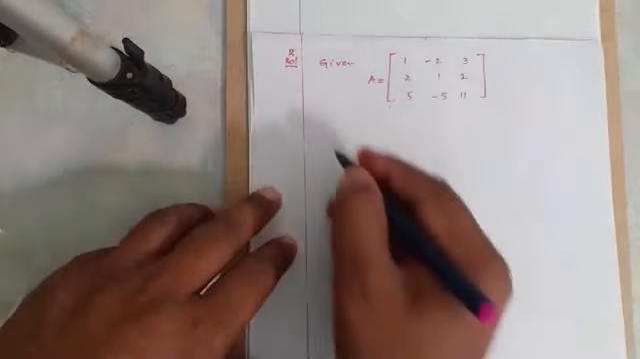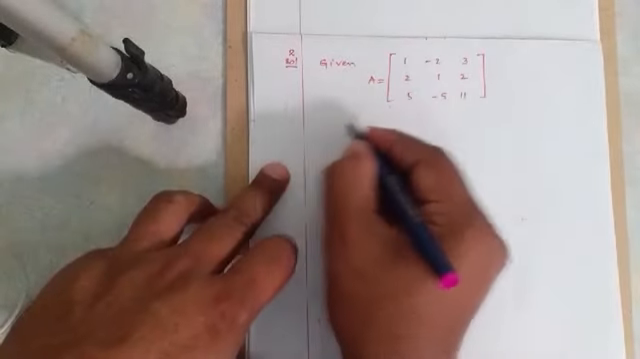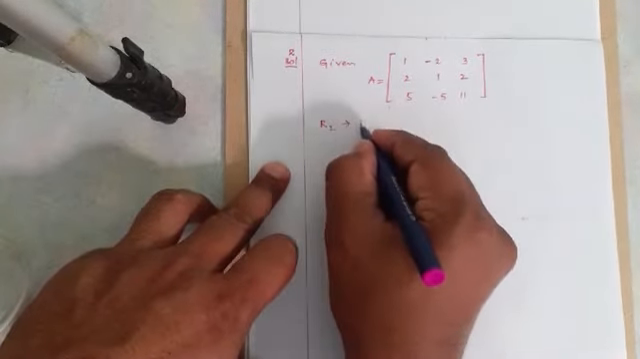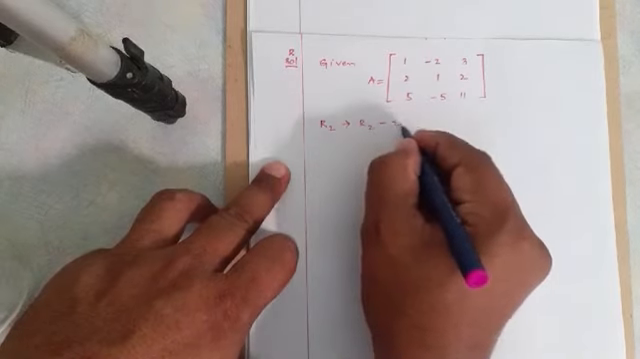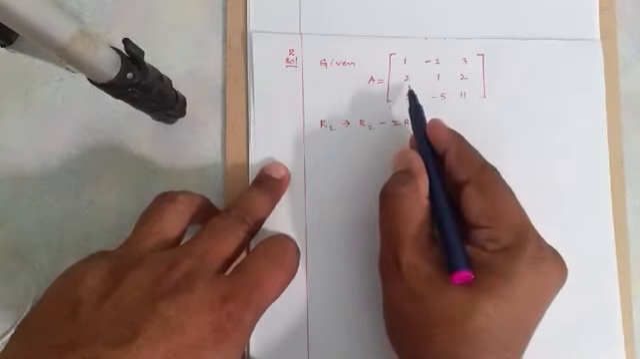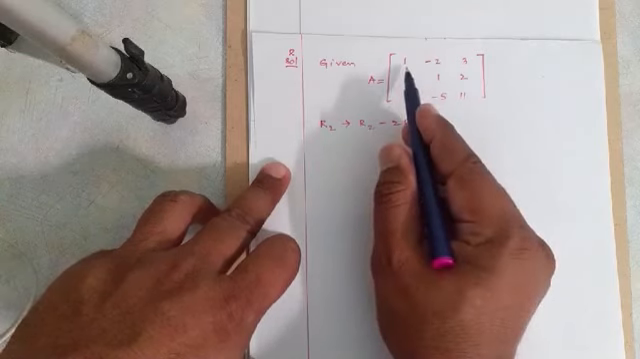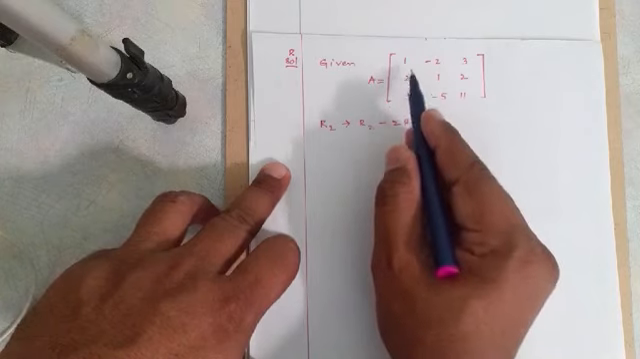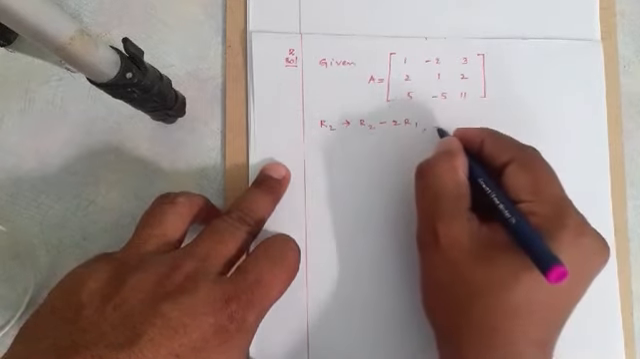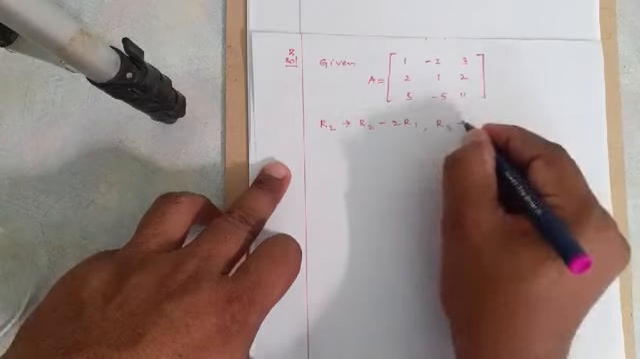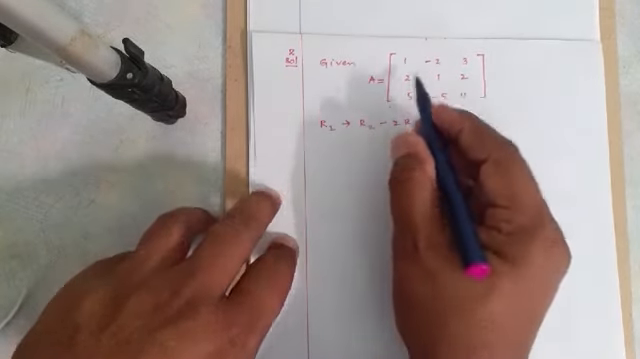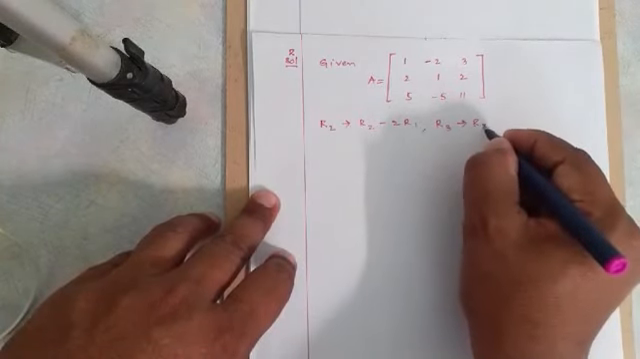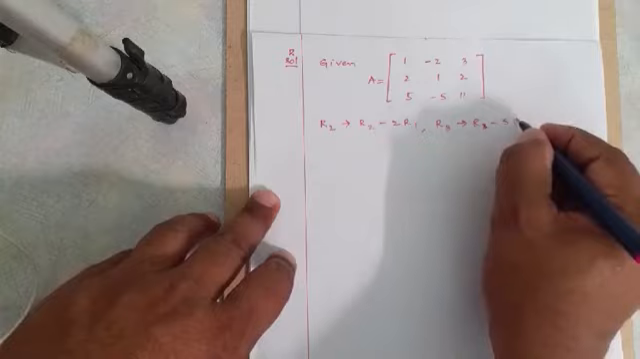For making that, first we apply R2 tends to R2 minus 2R1, because R2 is 2 and R1 is 1. When you multiply R1 with 2, this becomes 2, so 2 minus 2 is 0. In the same way for R3: R3 is 5 and R1 is 1, so we write R3 minus 5R1.